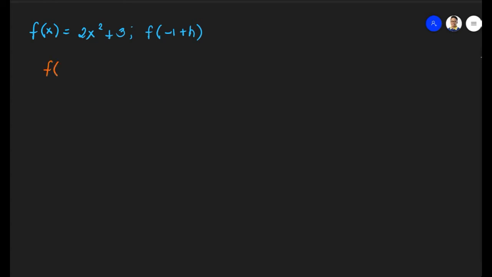F of -1 plus h equals 2 times -1 plus h squared plus 3. We are going to simplify the right side of the function. We're going to expand this -1 plus h raised to the power of 2 using the FOIL method. We would have 2 times 1 minus 2h plus h squared.